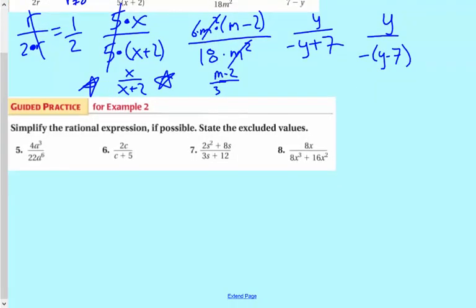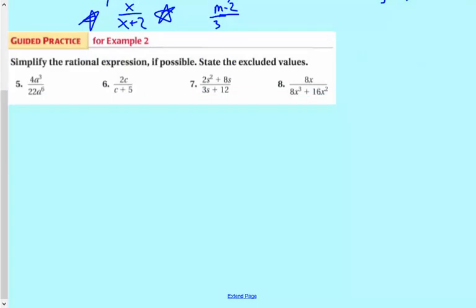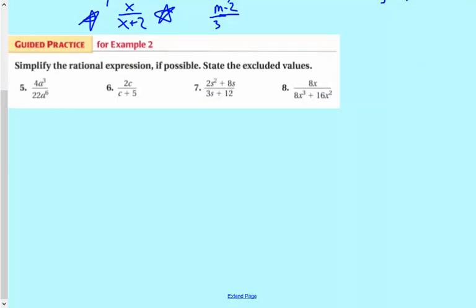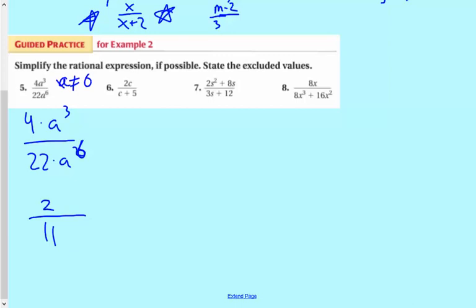Excluded value for the first one: a cannot be equal to 0. So I have 4 times a to the third, over 22 times a to the sixth. Okay, so 4 divided by 22 is 2 divided by 11. And then a to the third divided by a to the sixth is a to the third on the denominator portion of it. This one here, c cannot be equal to negative 5. 2c divided by 2 times c divided by c plus 5. Again, you cannot reduce those c's there because it's 2 times c, and then c plus 5 is together.